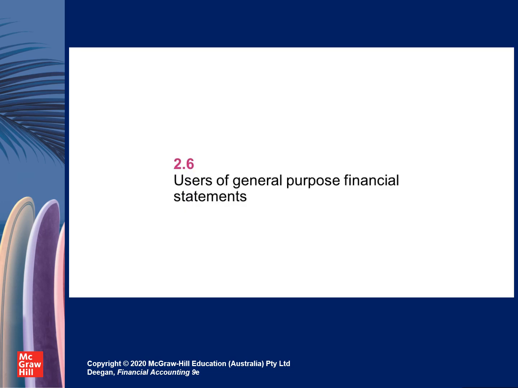Now, as I said, there's a logical sequence in the Conceptual Framework. So first of all, we define what it is, then we talk about who are the users. So if we're going to put together a general purpose financial report, who is that report aimed at? And under the Conceptual Framework, it's stated that the users are investors, potential investors, lenders and creditors. So it's very much aimed at those with a financial stake in the organisation.